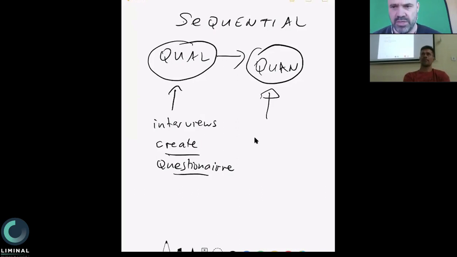Any questions on this? Makes a lot of sense. Okay, then the other sequential approach.